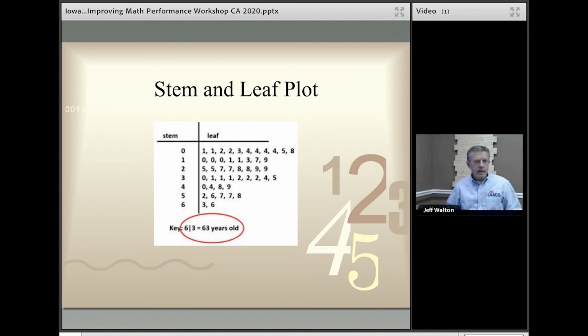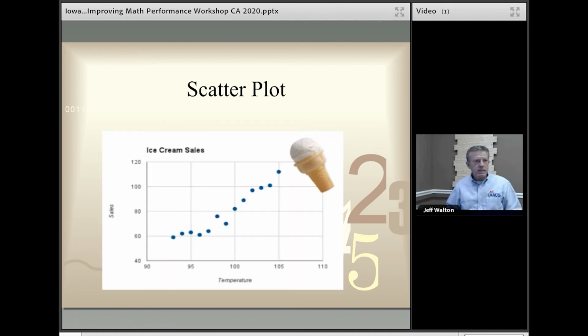A stem and leaf plot is illustrated here, and then a scatter plot is illustrated here. Most of you will be familiar with the scatter plot. Some of you may be not very familiar with the box and whisker plot or the stem and leaf plot. But again, I encourage you to consider teaching those from your text. Some of you might be skipping them, or adding them as supplementary material for the instruction of your students.